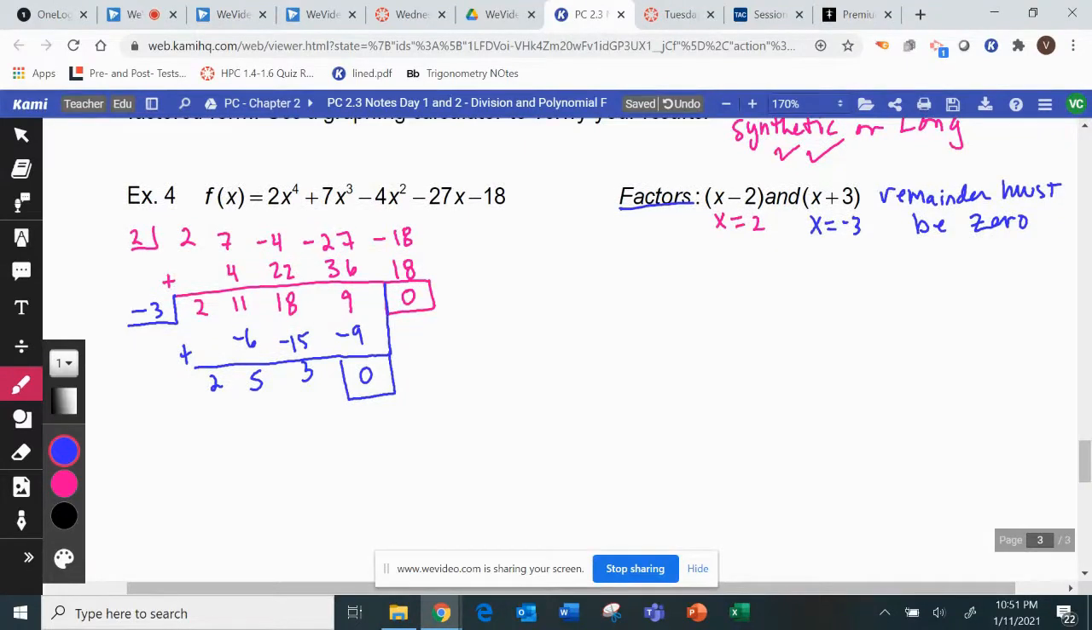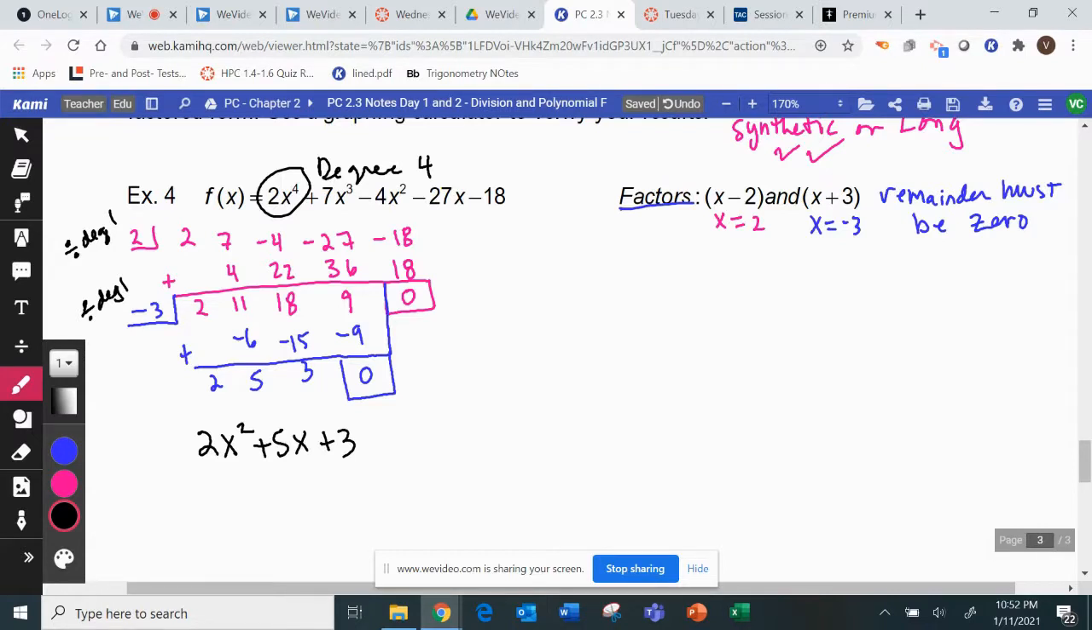Okay, at this point, that's the two factors that I was given. And I am going to write the polynomial that I have left. Since it was a degree of 4, with each one of these, we divided by a degree of 1. So I'm left with a degree of 2 when I'm done. So 2x squared plus 5x plus 3.